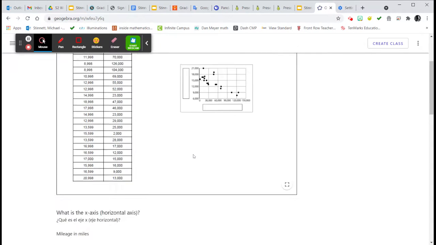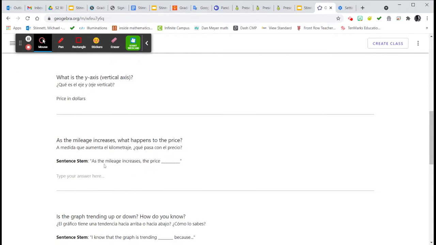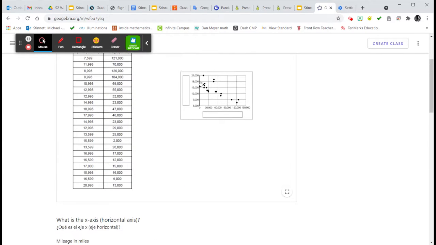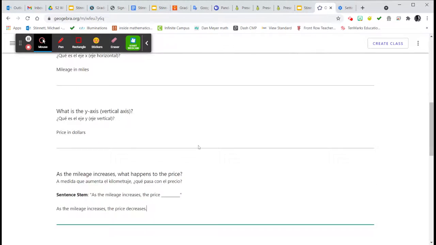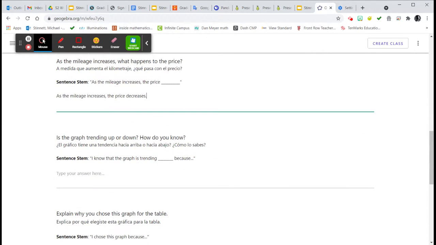Okay. So what we could say, and we have our Stinnett stem, so I'm going to use it: as the mileage increases, the price decreases. It goes down. The price decreases. And we could see that happening. As it increases, we see the price go down, down, down. Okay. And then our next question is, is the graph trending up or down and how do I know?